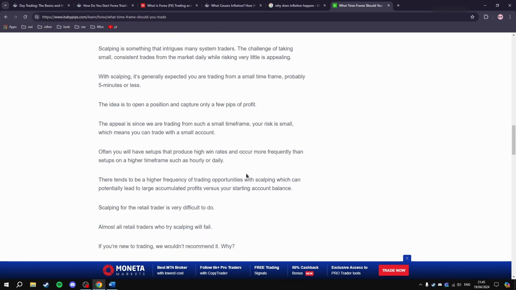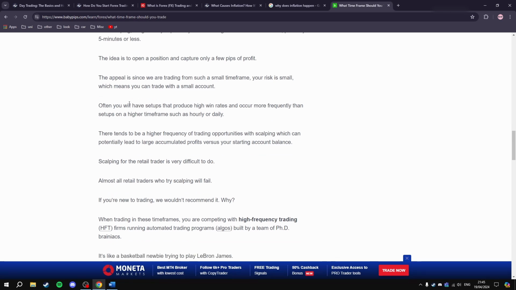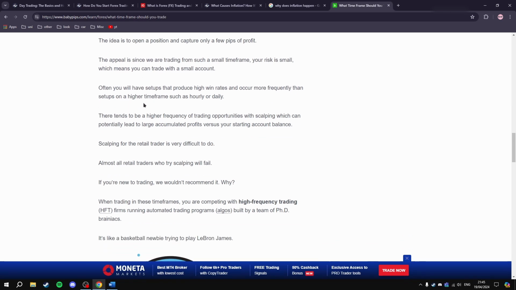Should you scalp? Scalping is something that intrigues many system traders. The challenge of taking small consistent trades from the market daily while risking very little is appealing. With scalping, it is generally expected that you are trading from a small time frame, probably 5 minute or less. The idea is to open a position and capture only a few pips of profit. The appeal is that since we're trading from such a small time frame, your risk is small, which means you can trade with a small account.